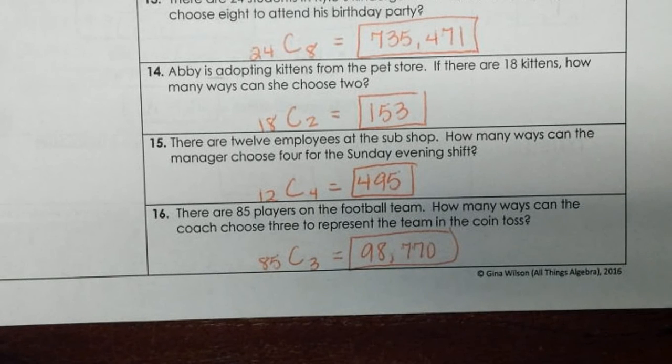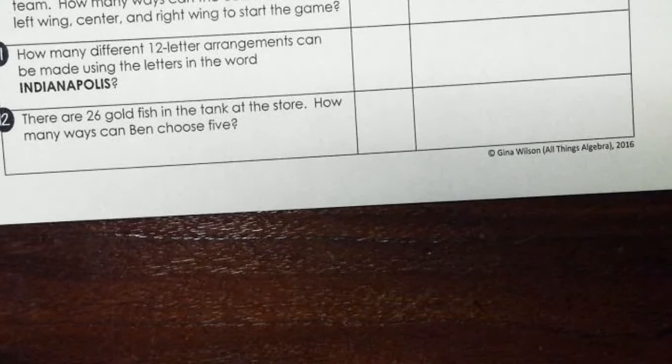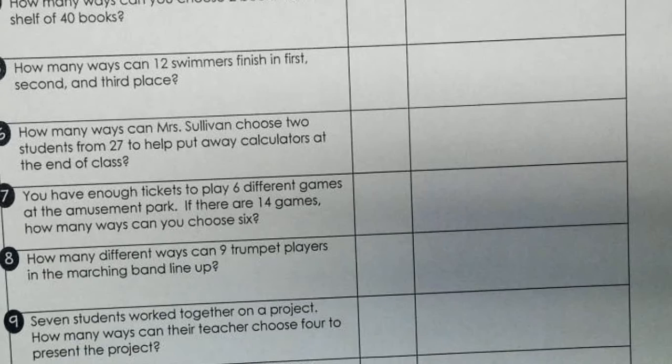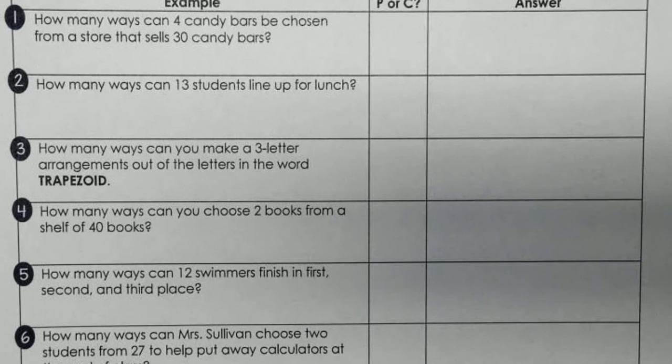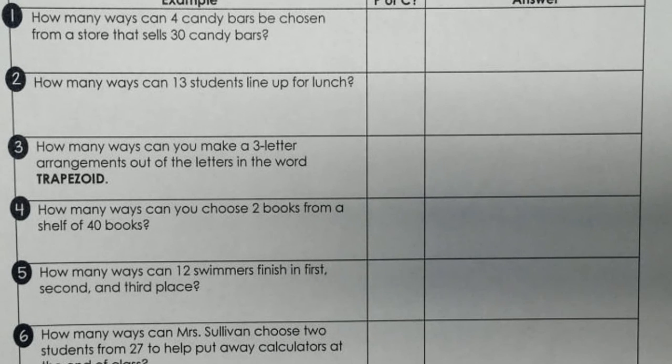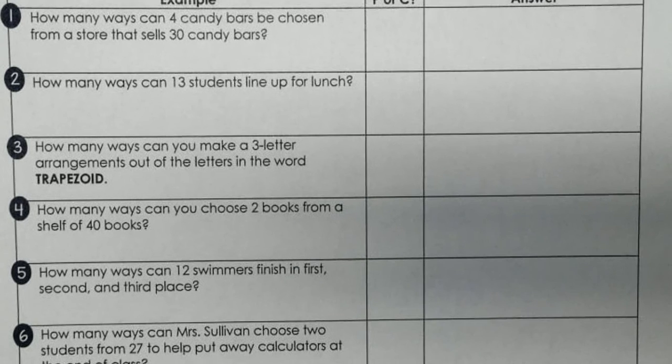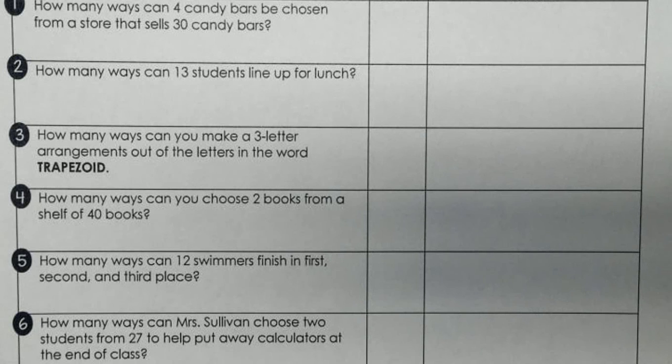Okay, we're going to go on to the next piece of paper. So we've got to figure out if it's a permutation or if it's a combination. There's a couple that I want you to mark out though. I want you to mark out number 11 for sure. And I think that's it.